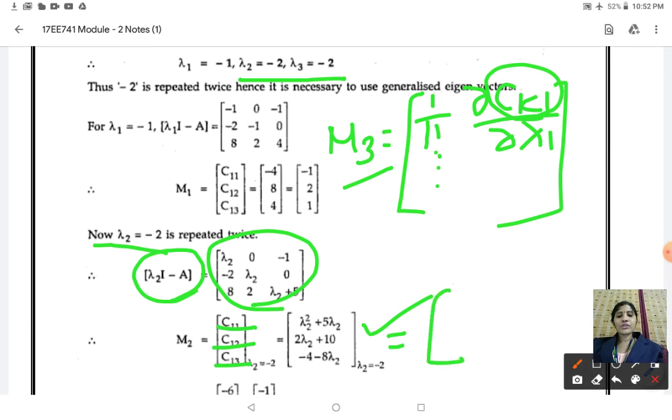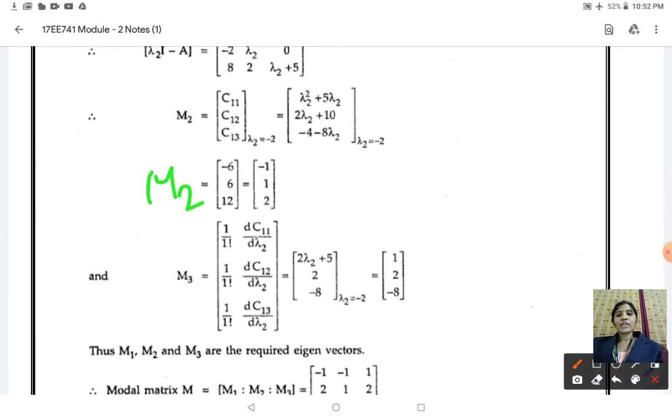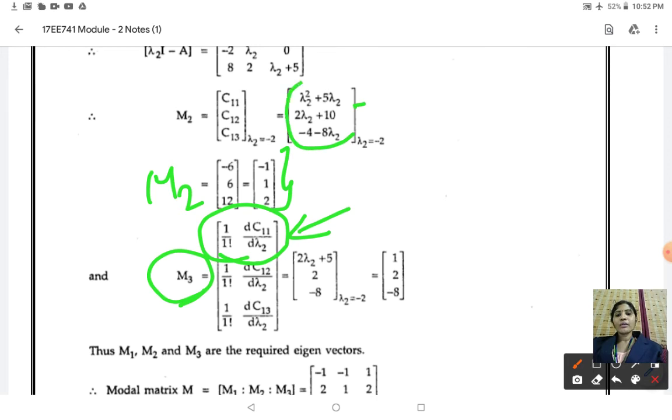After this, you substitute the value of lambda 2 as -2. When you substitute, you will be getting the eigenvector M2 as -1, 1, 2. Now, to identify the value of M3, the formula is 1 divided by 1 factorial, dou C11 divided by dou lambda 2. Since the roots are repeated, you are going to use this formula. So you have to differentiate this particular matrix element once with respect to lambda 2. When you differentiate, you get this. After doing so, you substitute the value of lambda 2 as -2 and frame your matrix.